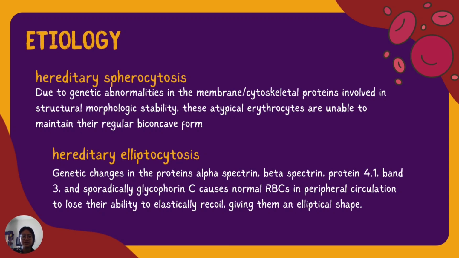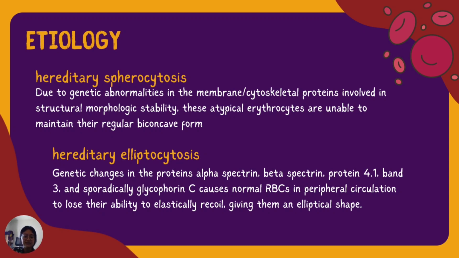The first one is hereditary spherocytosis, which is due to genetic abnormalities in the membrane or cytoskeletal proteins involved in structural morphologic stability. These atypical erythrocytes are unable to maintain their regular biconcave form. The second one is hereditary elliptocytosis, which is genetic changes in some proteins in red blood cells in peripheral circulation, which cause them to lose their ability to elastically recoil, giving them an elliptical shape.